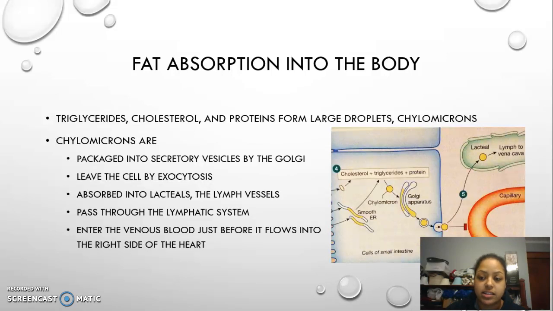Because of this, they will enter the lacteal, which are the lymph vessels of the villi, and from there they will travel through the lymphatic system and enter the venous blood just before it flows into the right side of the heart at the vena cava.